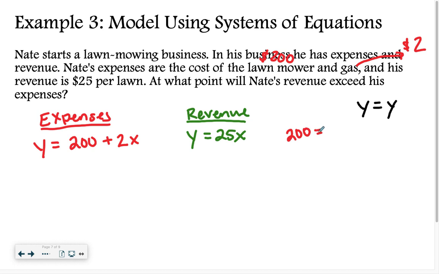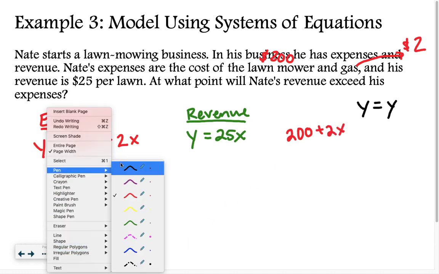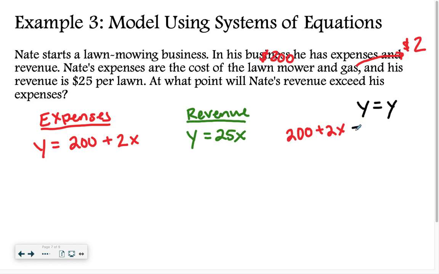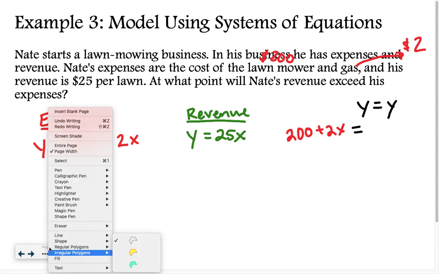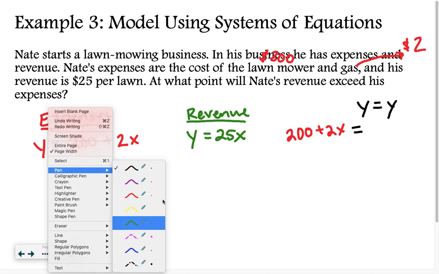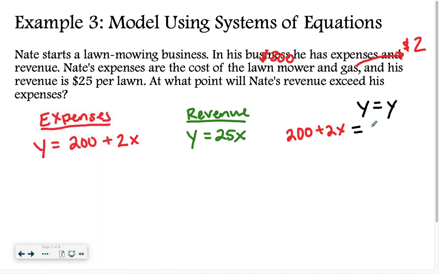Because I want to know, my expenses. So 200 plus 2x. Because I want to know, when will my expenses equal my revenue? So then for the second y, I'm going to replace it with my revenue. So 25x. So whenever you have a y equals and a y equals, all you have to do is set those two equations equal to each other, and then you solve from there.